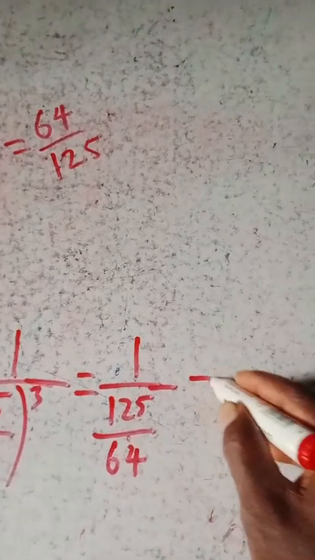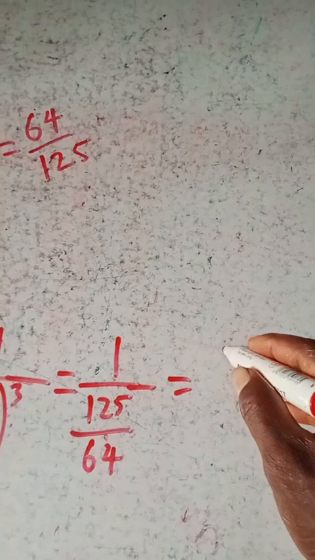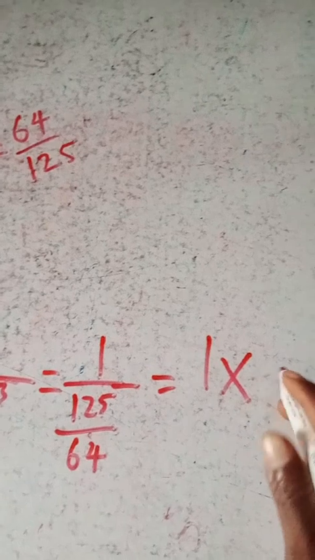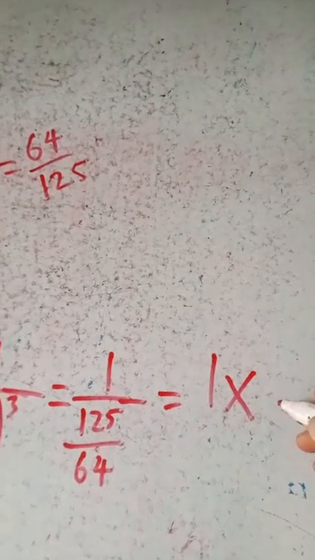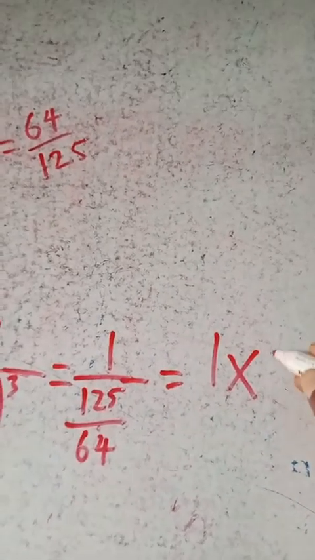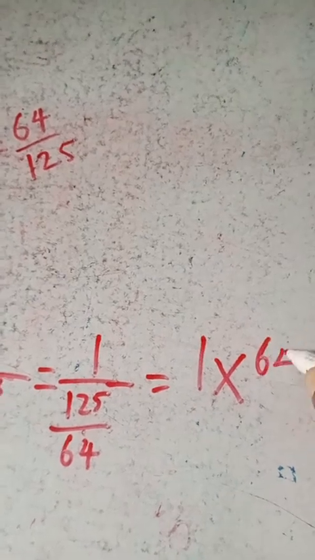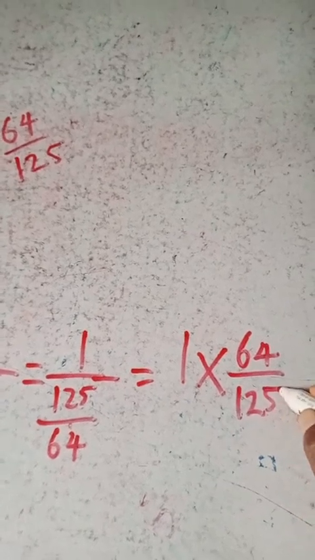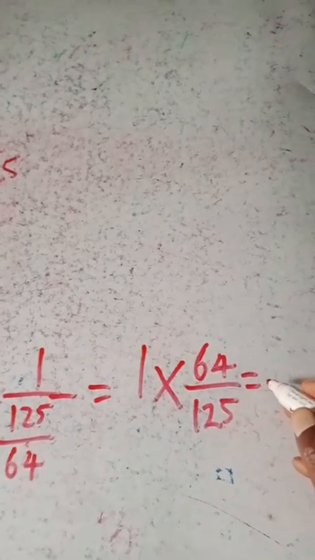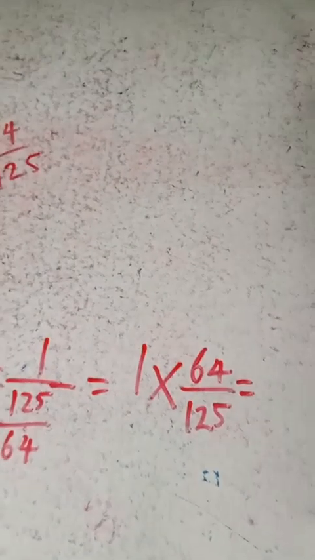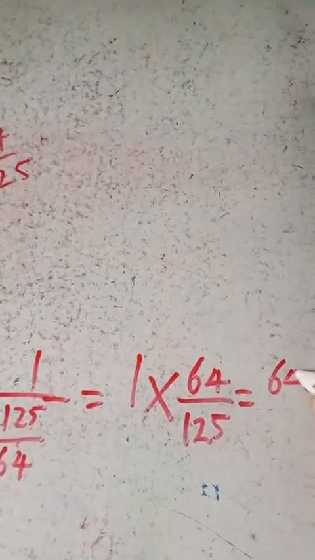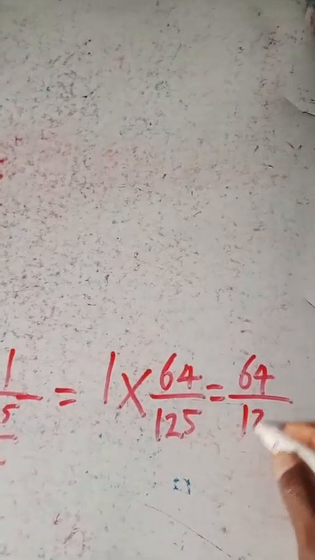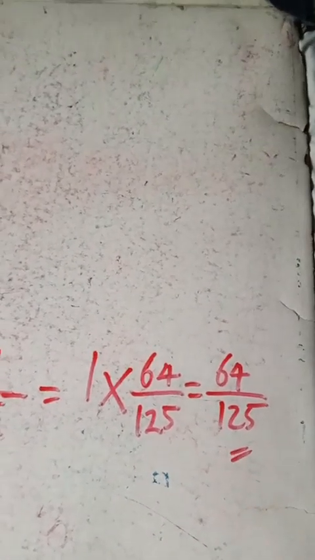So according to the law of division, we are going to write this one, and then this division sign will change to multiplication, and there will be an inverse of the next fraction, which is 64 all over 125. So 1 times 64 is 64 all over 125. Okay, that is the answer.